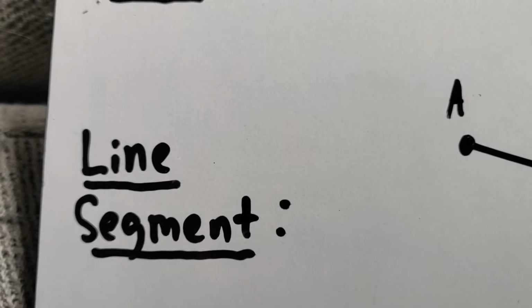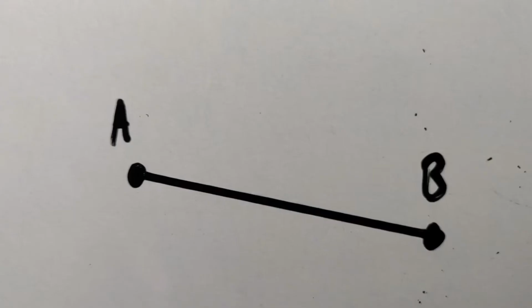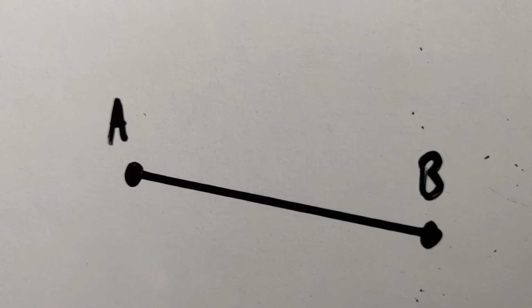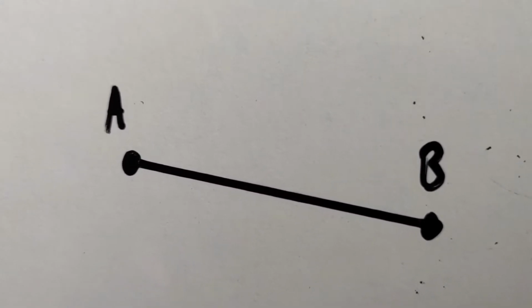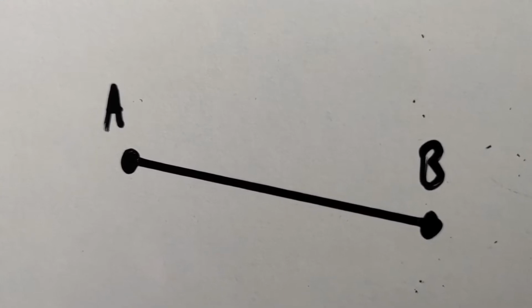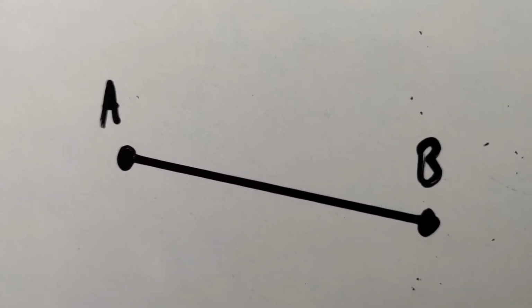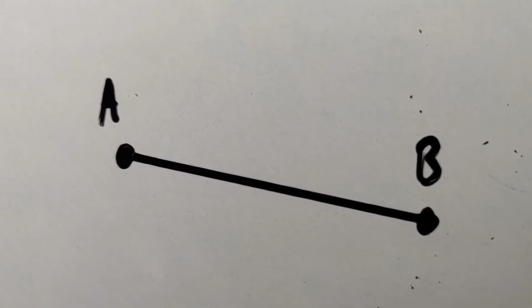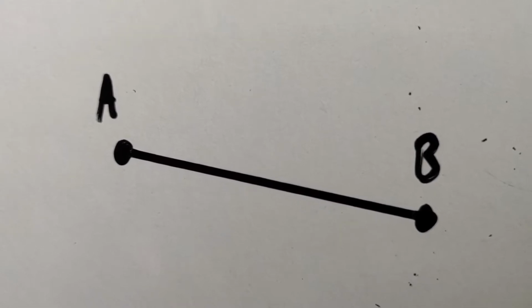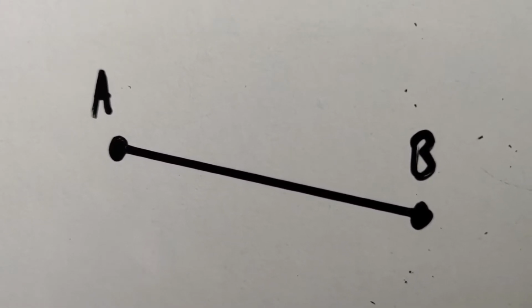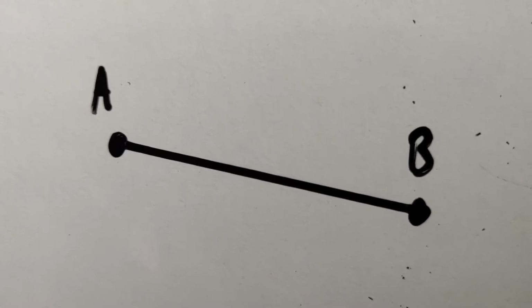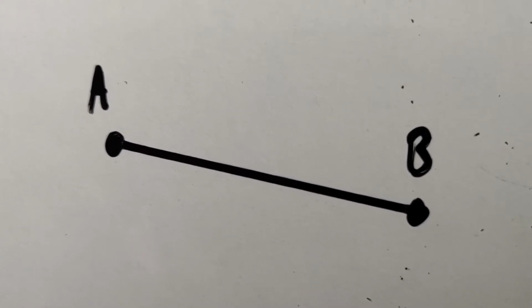We learned what a line segment is. A line segment is part of a line. It ends on each side with a point. So this line segment ends on the left side with point A and on the right side with point B. And we call those endpoints. So we have two endpoints here, point A and point B.